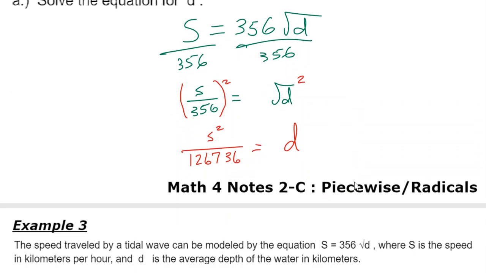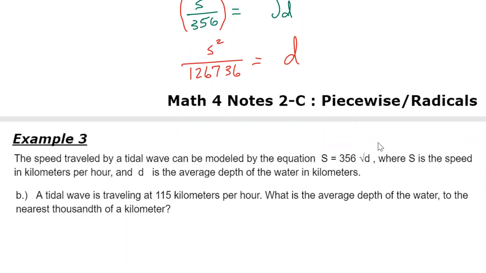All right, so part 2 says we're going to take this formula and say, what if the speed of the tidal wave is 115 kilometers per hour? What is the average depth of water? And notice that they say that D is the average depth of water in kilometers. Your science teacher will thank me for stressing to pay attention to the units here.